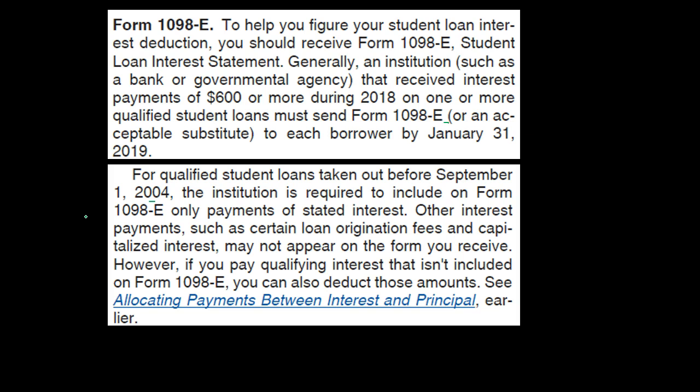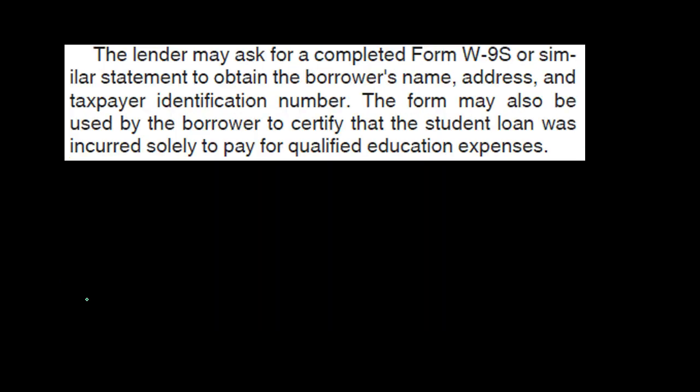So in other words, at this point in time we're hoping the 1098-E includes all the information, and there could be information other than just the simple interest, which could include origination fees and capitalized interest. If it's not on the Form 1098-E, we might have situations where we have more than just the simple interest that could possibly be deductible. So we could see allocating payments between interest and principal for more information regarding that.